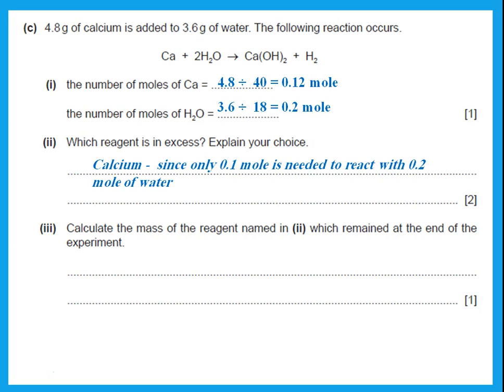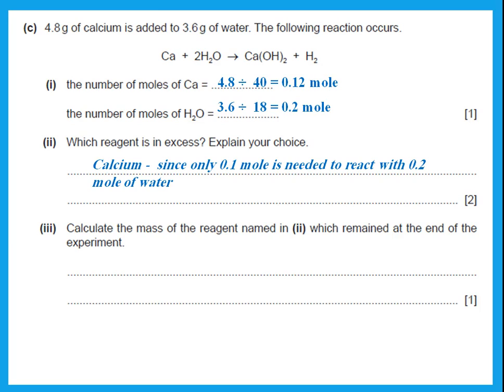If you want to do it the other way around, you can say, okay, if the number of moles of water is 0.2, what should the calcium be? The calcium should be half of that, so it should be 0.1. He added more than 0.1, so the calcium is in excess because only 0.1 mole is needed to react with 0.2 mole of water. Once I decide that something is in excess, that means I don't use its information. That means that if he's asking me about anything else in the equation, I use the number of moles of water, not calcium. And that's why we call water the limiting reagent.